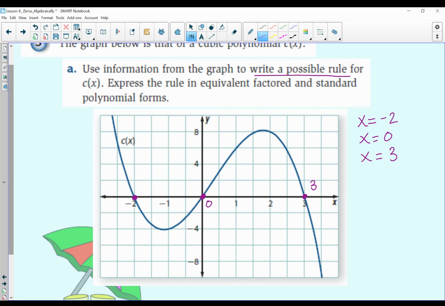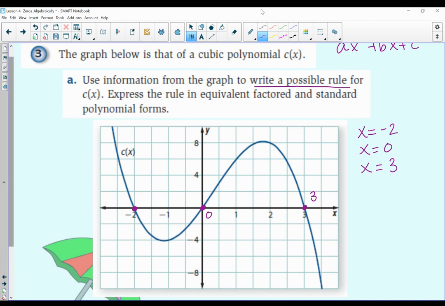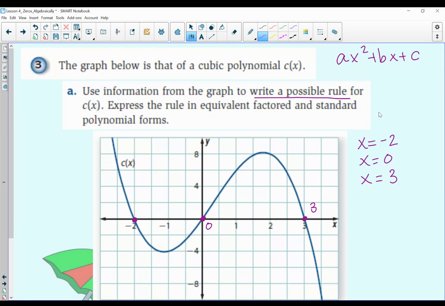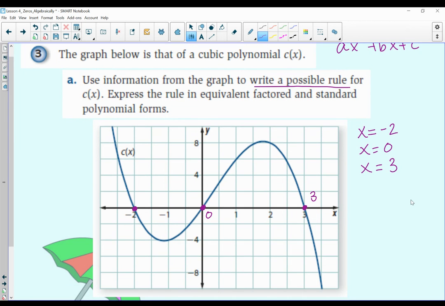And that might not seem like it tells us a lot, but if you remember when we have zeros, when we have zeros, it's just going to be the opposite of what's inside the binomial, as long as the coefficient on x is 1. So here we can assume, it says possible rule, so this might not be the exact rule, so keep that in mind. We're going to assume here that the coefficient on x is 1.